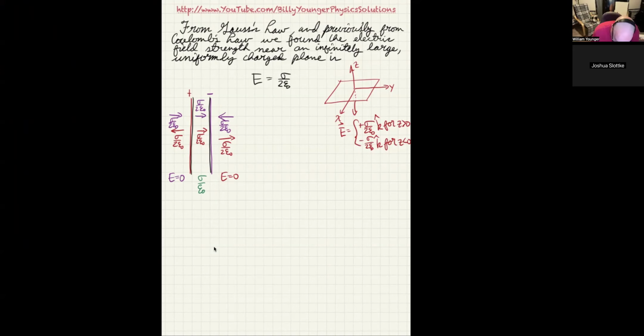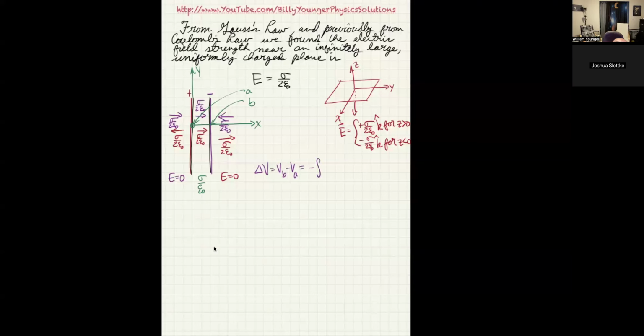Now what I can do is create my own coordinate system. I'm going to say this is my x direction, this is my y direction, and this point right here is point A, and this point right here is point B. I'm going to go about calculating delta V, which is VB minus VA, which is a negative integral of E dot dl. Okay, so I'm going to calculate that.